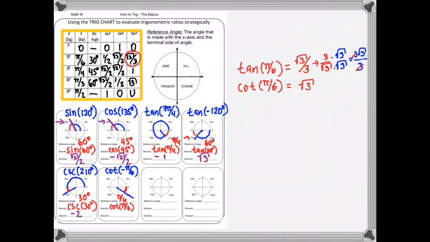Now, to finish up the answer, we have to put a plus or minus sign. It is in cosineville, and that means cosine and secant are the only positive trigonometric ratios in the fourth quadrant there, and so we're going to get a negative square root of 3, okay?